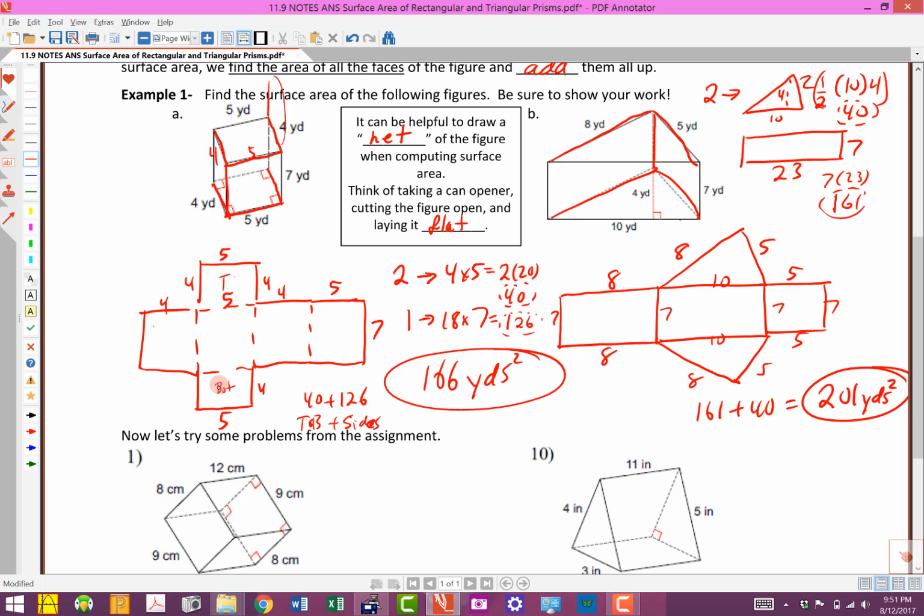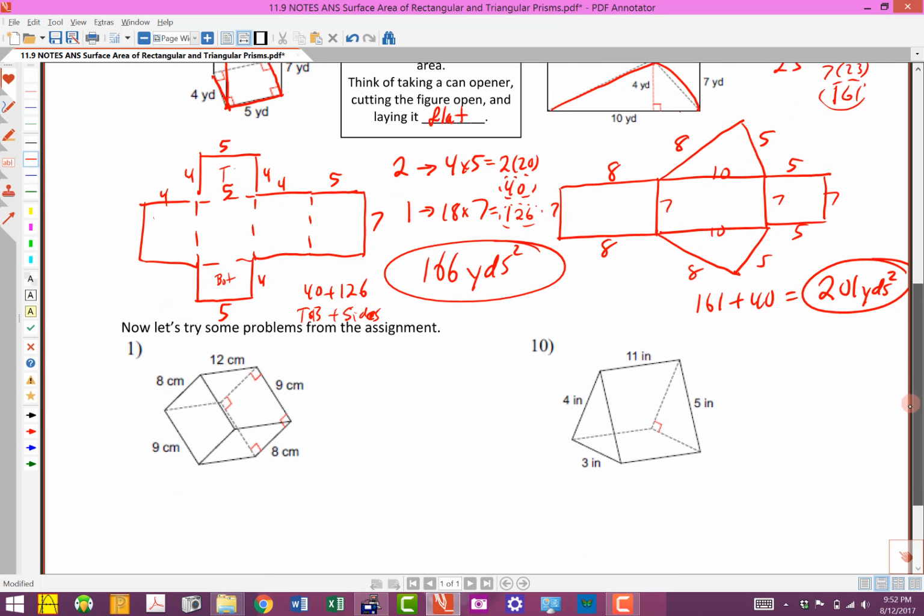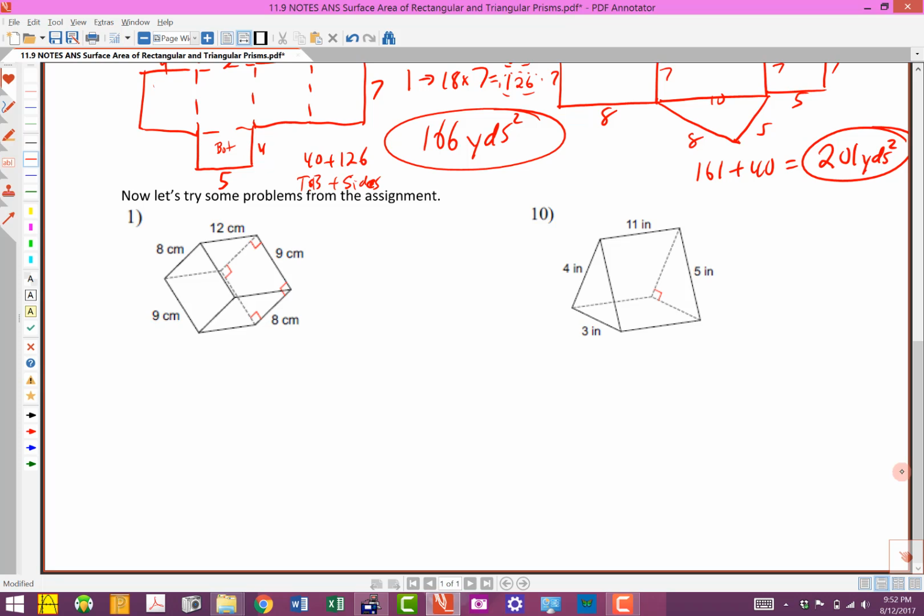And then we're going to have a top and bottom. If it's a rectangular prism, both of those are going to be rectangles. If it's a triangular prism, both of those are going to be triangles. So let's take a look at this one really quickly. You'll notice that this one is kind of tilted on its side.